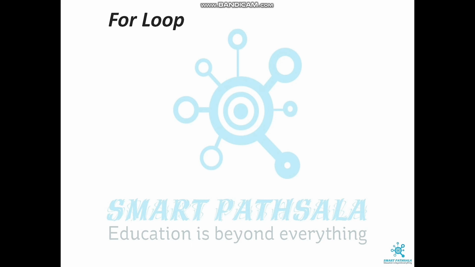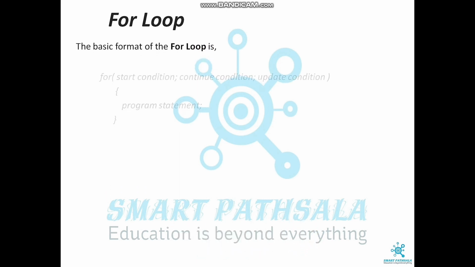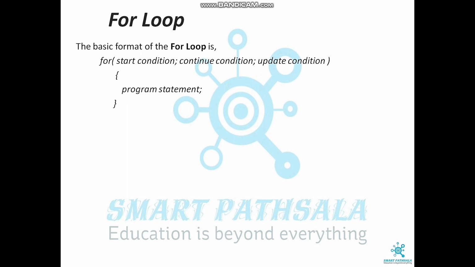Now let us see the basic format of the for loop. Here you can see first there is the for, and inside parentheses there are three conditions: the start condition, continue condition and update condition, and after that there is the program statement.